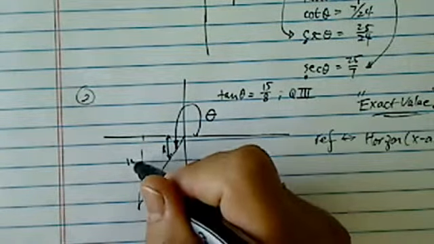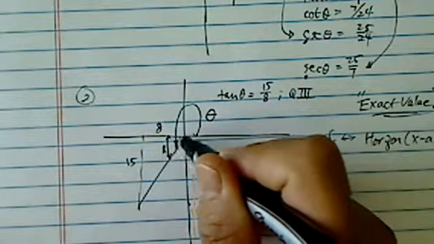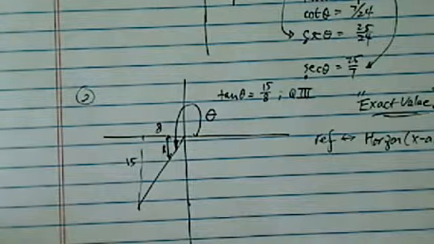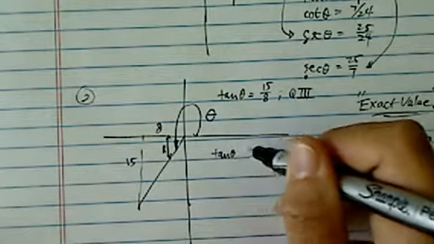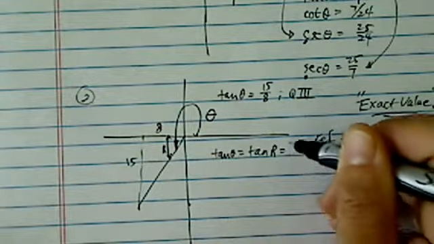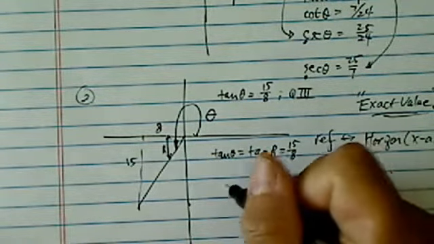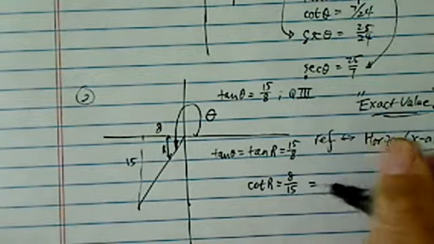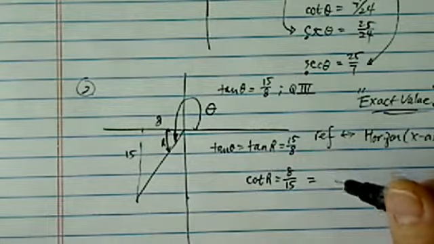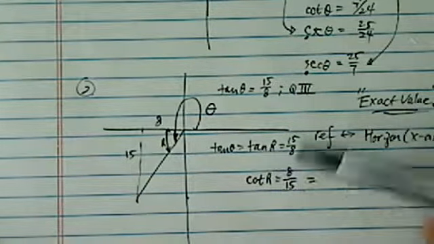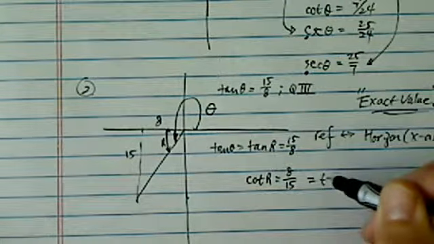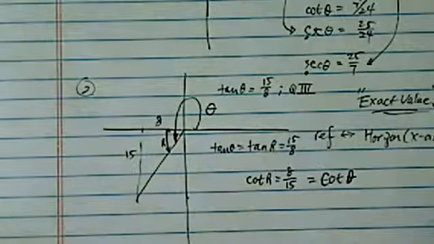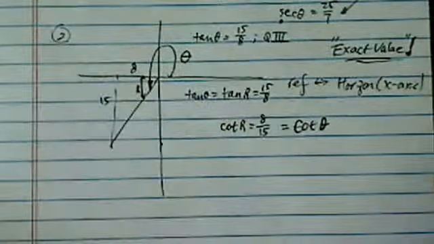Tangent of theta is 15 over 8. So again, you pretend you're sitting in this angle here. And whatever you're looking at over whatever you're sitting on is 15 over 8. So tangent theta is equal to tangent of the reference angle, which is 15 over 8. Cotangent of the reference angle is 8 over 15. In our case, since both tangent and cotangent are positive in quadrant 3, I have this equal to cotangent of theta. Now, the next 4 cases need a little bit of work, but not bad.